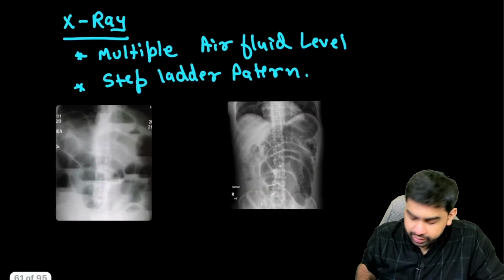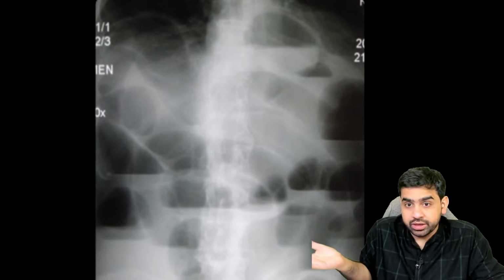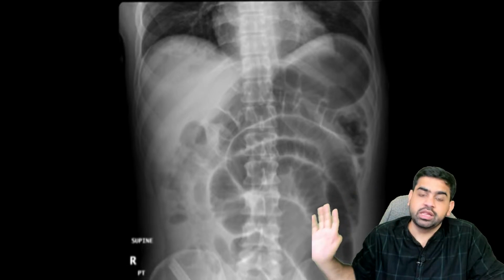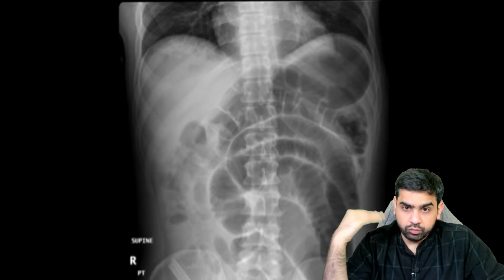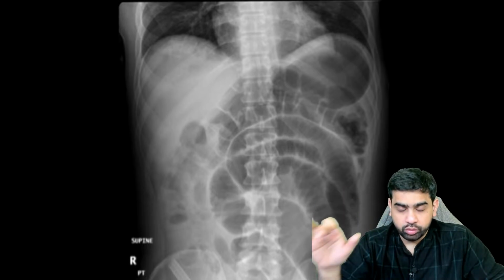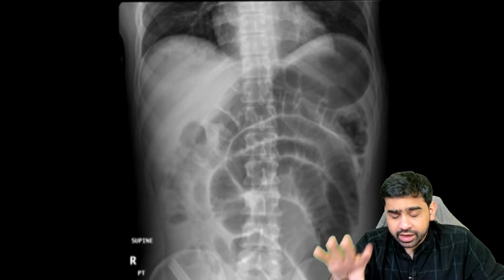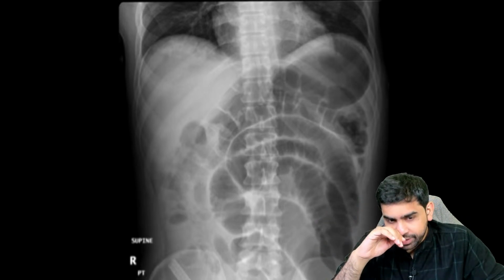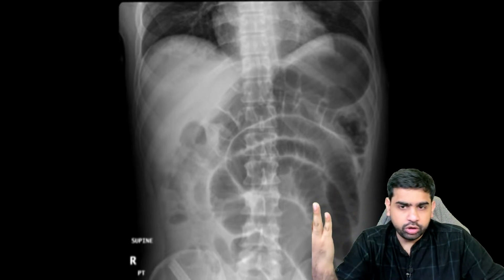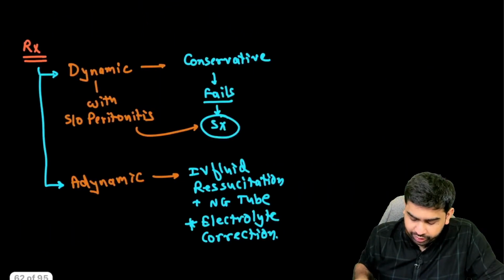Very, very important. Now these are the x-rays you need to understand. Air fluid levels, very simple. Obviously you would have read it many times, but this is an x-ray showing small intestinal obstruction. This is a step ladder pattern. Another important thing is the valvulae conniventes. If the valvulae conniventes are present in these x-rays, it indicates a distal obstruction. It is not an obstruction at the level of the duodenum; it is an obstruction at the level of the jejunum or ileum. I hope you have understood.